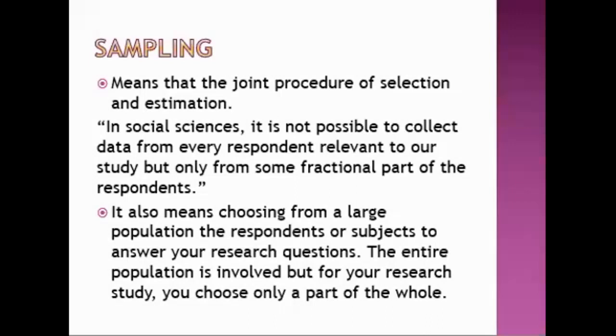Simply means the joint procedure of selection and estimation. In social sciences, it is not possible to collect data from every respondent relevant to our study, but only from some fractional part of the respondents. It also means choosing from a large population the respondents or subjects to answer your research questions. The entire population is involved, but for your research study, you only choose a part of that pool.